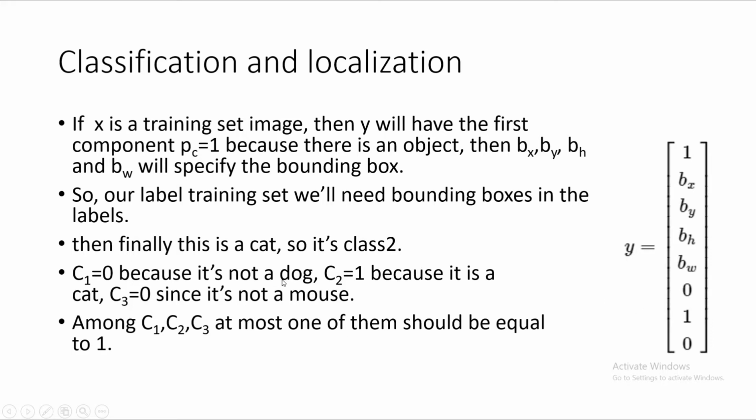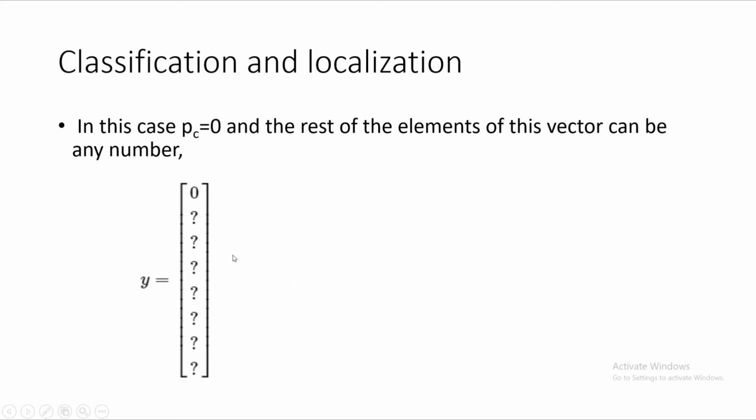In another case, the problem is that pc is equal to 0. If pc is equal to 0, then the rest of the elements of this vector can be any number. We don't care whatever they are, because once pc is equal to 0, it makes no sense in this case.